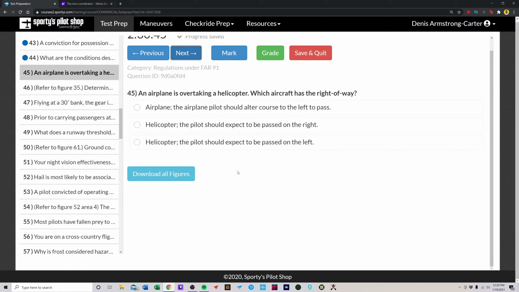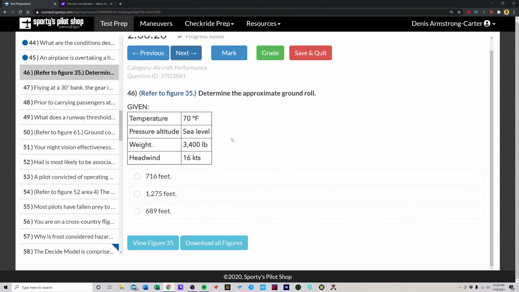Moving on. An airplane is overtaking a helicopter. What aircraft has the right-of-way? I would say the airplane. Actually, wait. The helicopter. The pass on the right, yeah. The airplane should pass on the right. Alrighty.